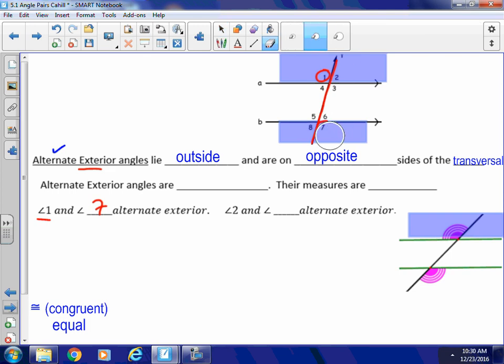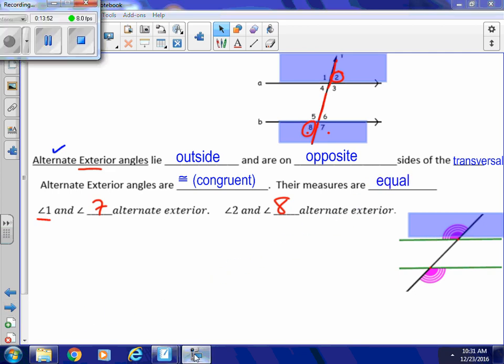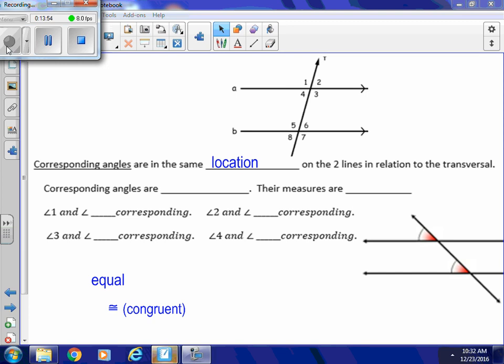Now let's find out who's alternate exterior to angle 2. On the outside, I've got my choices, but the only one that's on the opposite side is angle 8. So those are my alternate exterior angles. And the important thing to know about those, alternate exterior angles are congruent. That means that their measures are equal on the two lines in relation to the transversal.